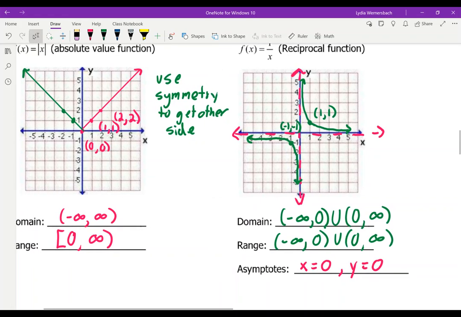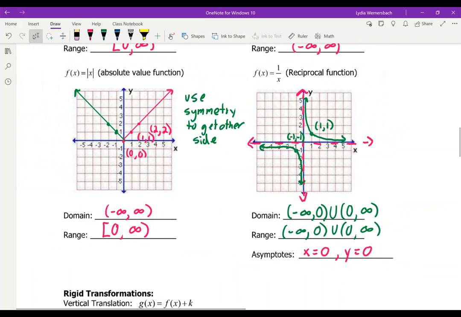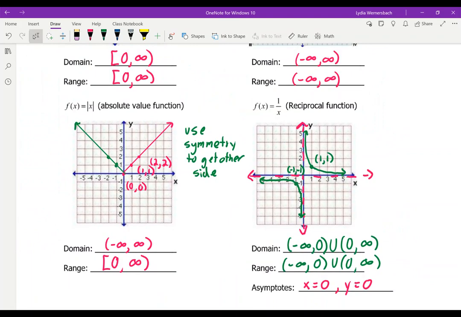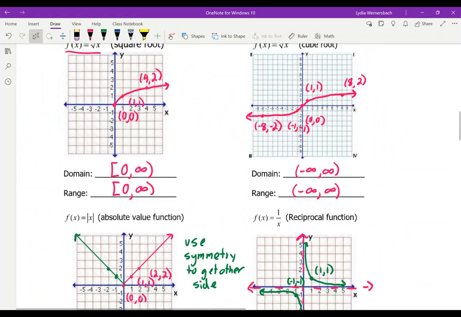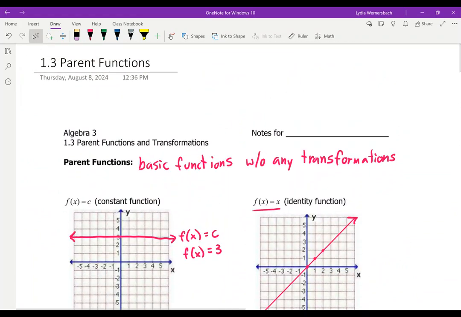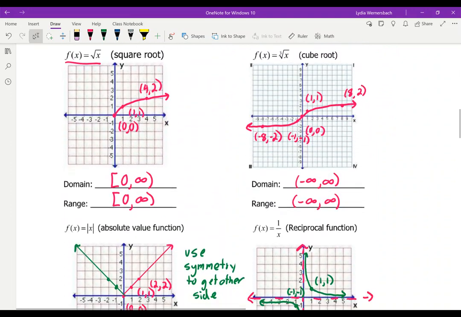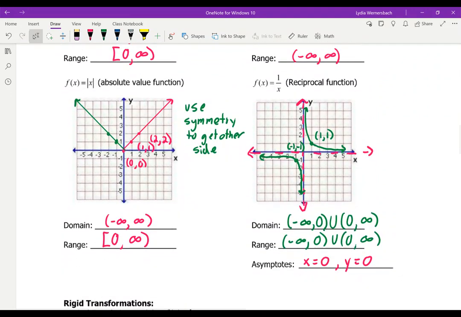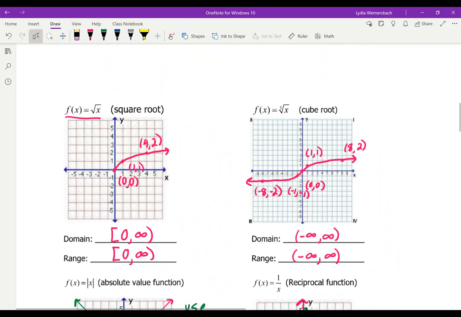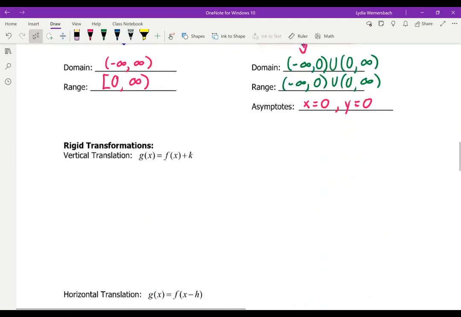Alrighty, but we are going to move on. So you will have a quiz, not next class, I believe, because you have to make up a quiz that you were supposed to have today. But you will have a quiz where it is literally like this sheet. It's going to be just these graphs. They'll be blank like I provided to you here, and you'll have to fill in the graph, the domain, the range, and any asymptotes if they have them. So just know that and make sure you're prepared for that.